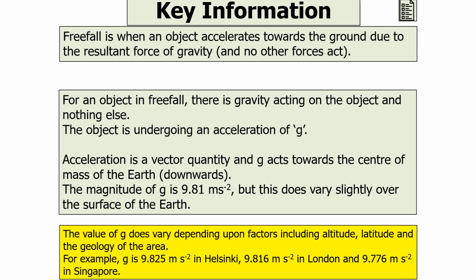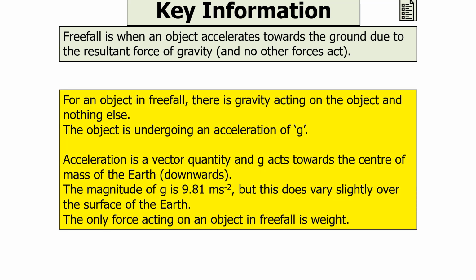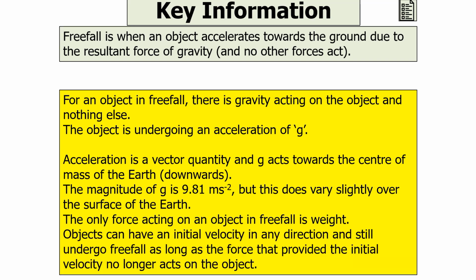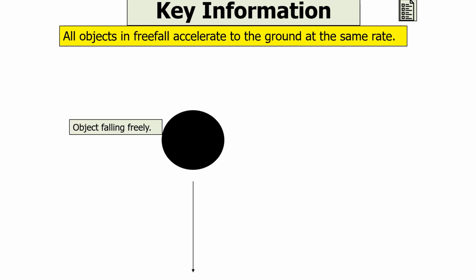Now we know that when an object is undergoing freefall, the only force acting on this object is its weight. Now we can see that objects can have an initial velocity in any direction and still undergo freefall as long as the force that's provided the initial velocity no longer acts on the object. So we know that all objects in freefall accelerate to the ground at the same rate.